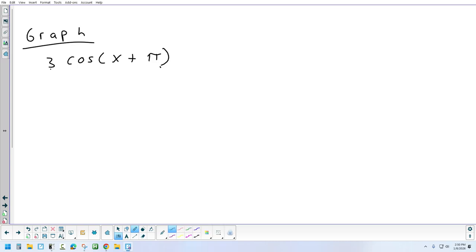Okay, so first one we'll take a look at is graphing 3 cosine x plus pi. So this is a multi-step because it has 2 transformations in it. And what kind of transformation is the 3? Vertical stretch? Yep, so vertical stretch. And what kind of transformation is the plus pi? Phase shift? Yep, phase shift or horizontal shift.